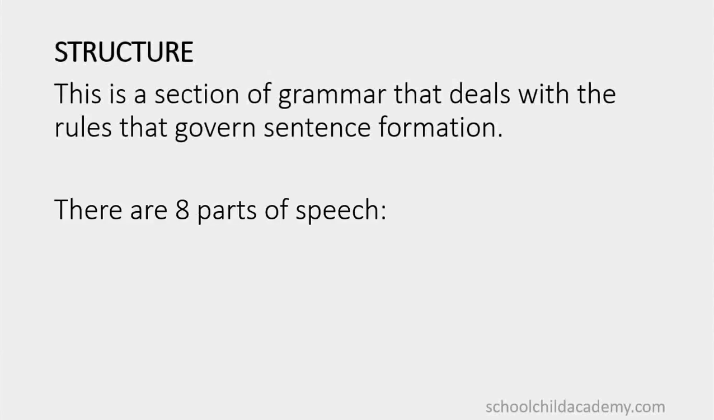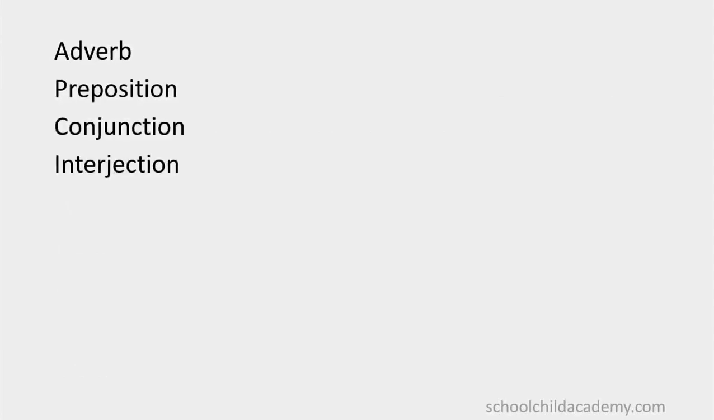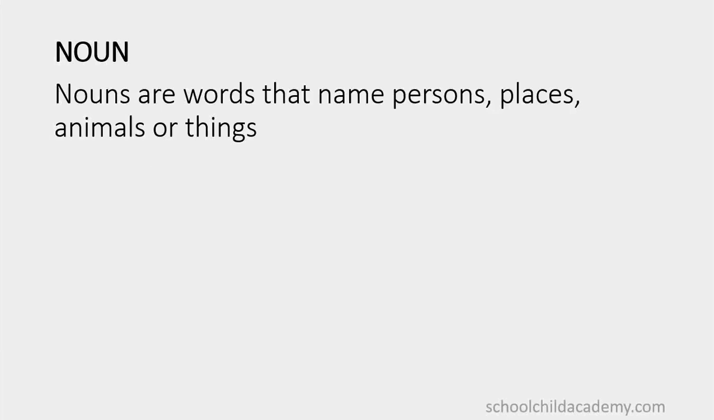There are 8 parts of speech, and they are noun, pronoun, adjective, verb, adverb, preposition, conjunction, and interjection. Let's take them out one after the other. Noun. Nouns are words that name persons, places, animals, or things. Basically, noun is every word that names.